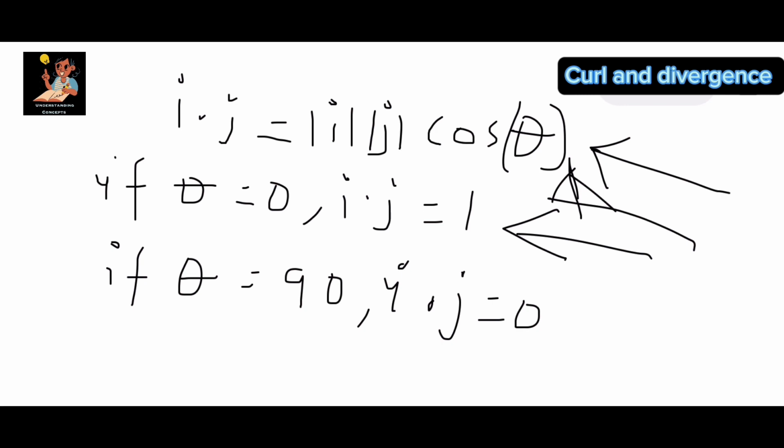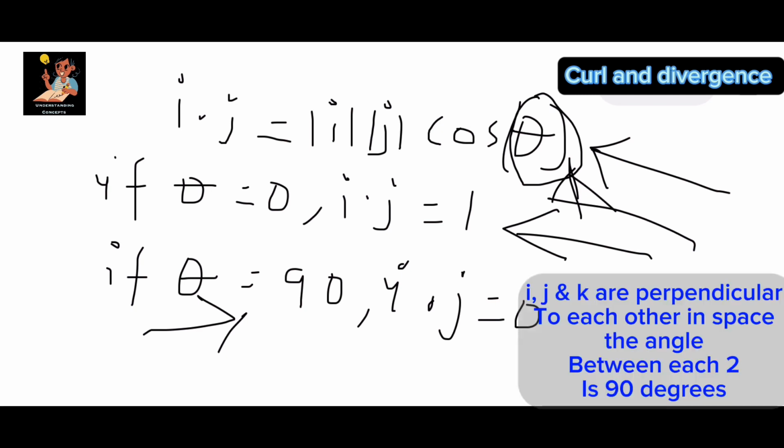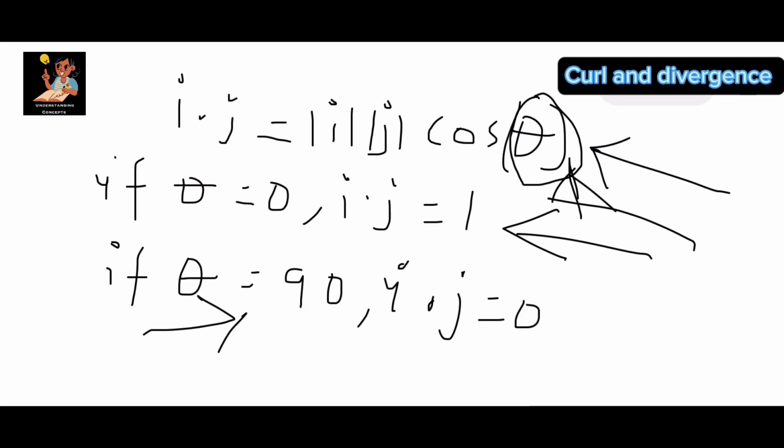But if the angle between i and j is 90, then we are going to have cosine of 90, and we all know that the cosine of 90 is 0. Therefore, the dot product of any two different vectors from the i, j, and k space is 0. But when the vector is dotted with itself, we are going to have 1 in a particular instance because we said i, j, and k all have magnitude 1.